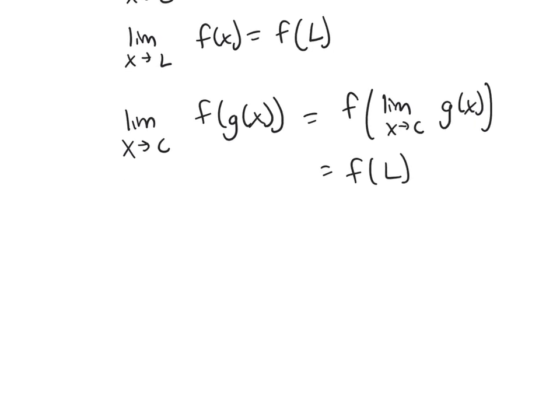So let's look at an example of how to use this. I know that rule is written generally, so it's kind of hard to see. Let's say I want to compute the limit as x goes to 0 of the square root of x squared plus 4. This function is a composite function. It has an outside function, the square root, and an inside function, x squared plus 4.